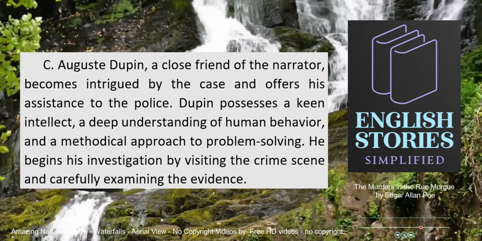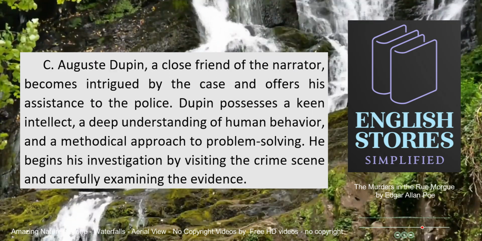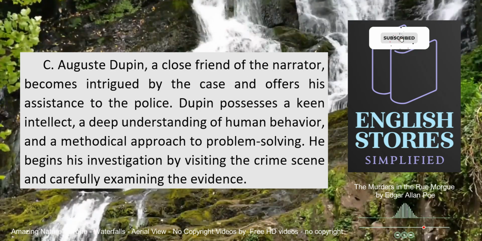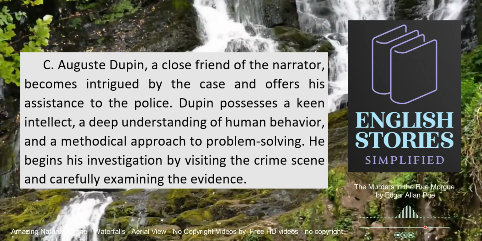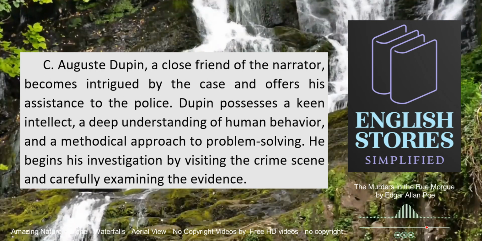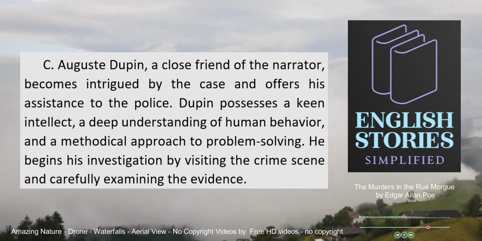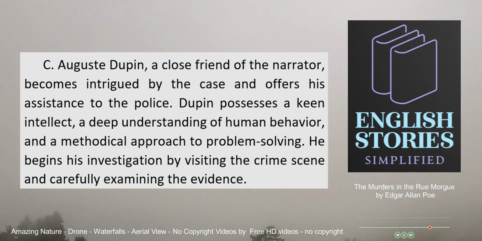Auguste Dupin, a close friend of the narrator, becomes intrigued by the case and offers his assistance to the police. Dupin possesses a keen intellect, a deep understanding of human behavior, and a methodical approach to problem-solving. He begins his investigation by visiting the crime scene and carefully examining the evidence.